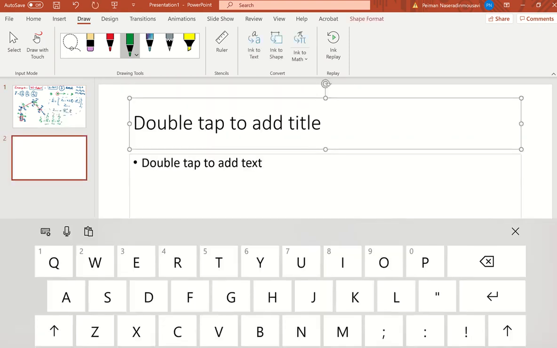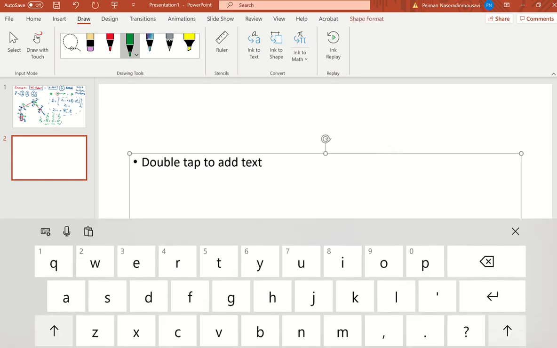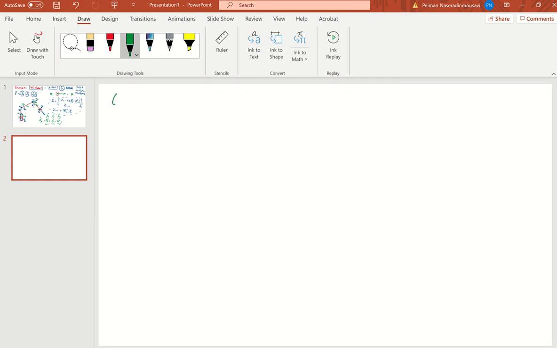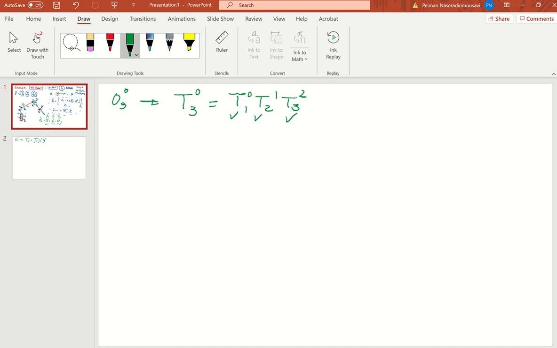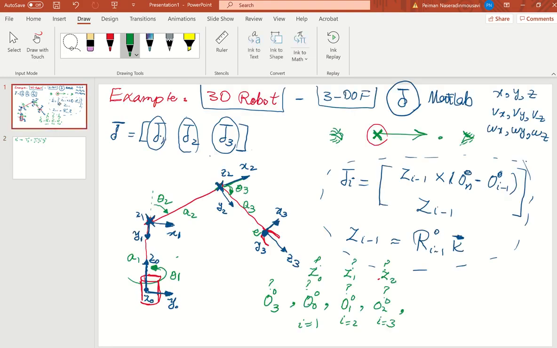First you have to find, if you want to find, guys, O3 with respect to 0, the base coordinate system, you have to find T, the transformation matrix of the n vector with respect to 0. But for doing this, I taught you that you have to find 1 with respect to 0, 2 with respect to 1, and 3 with respect to 2. So you have to find each of these. After calculating those, you can find each of these, and these, and these. Okay?